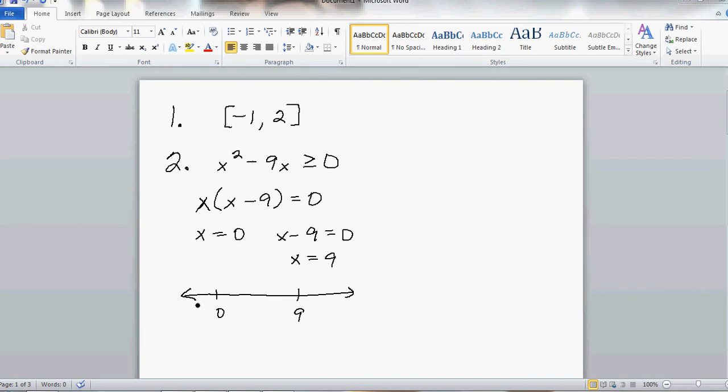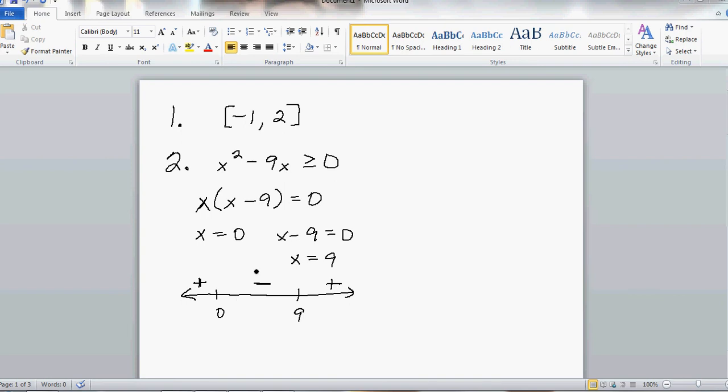Then what we need to do is we need to pick a value that would fall down here, somewhere in here. So let's take negative 1 and let's plug that into right here. If we plug in negative 1, this whole thing would become positive because this would be 1 plus 9. So it becomes positive. So I'm just going to put a positive in that little spot there. Pick a number between 0 and 9. 1. If we plug in just 1 here, it becomes 1 minus 9, or negative. Plug in a 10. 10 squared is 100. 100 minus 90 is 10, so that it's positive.